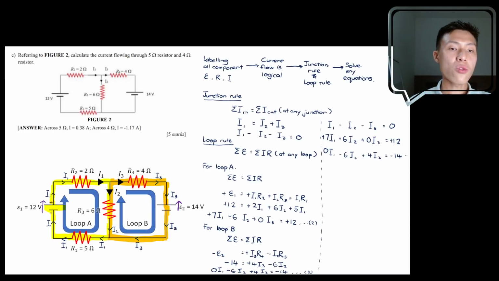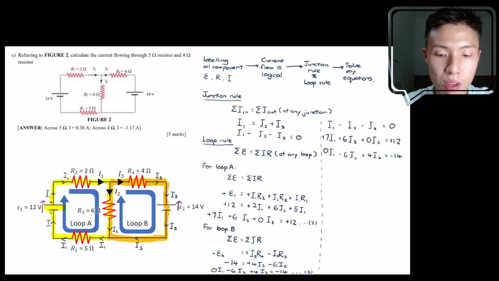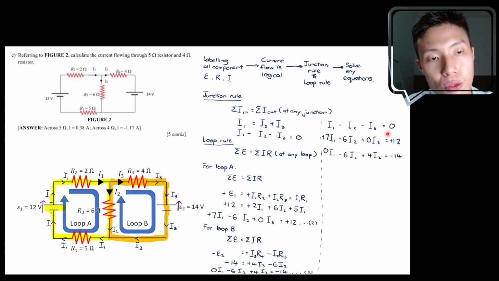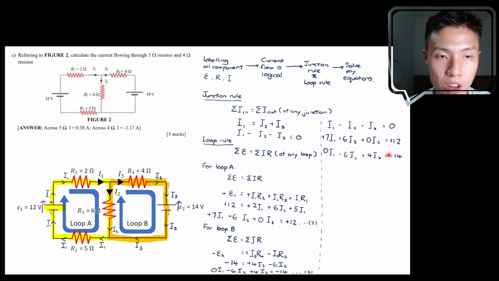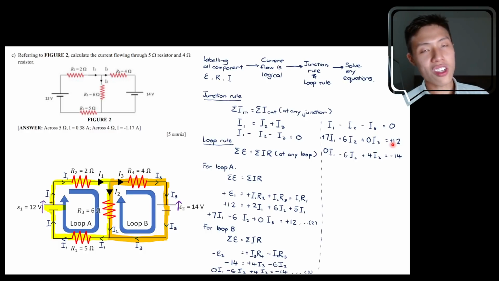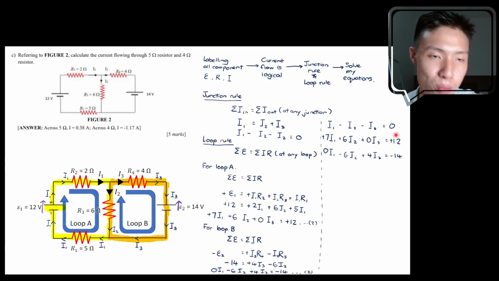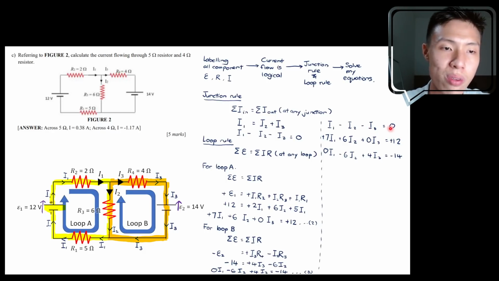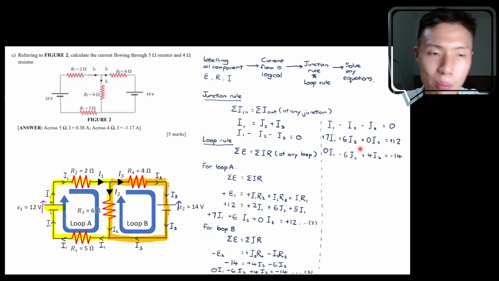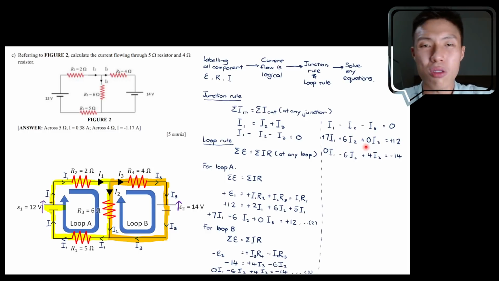Why do I arrange it neatly like this? Because it helps me re-express my 3 equations here in terms of matrices. I'm not going to use the traditional way like substitution or elimination, solving it one by one, bringing I1 is equal to I2 plus I3, then substituting I2 plus I3 into I1. It's too time consuming for us.